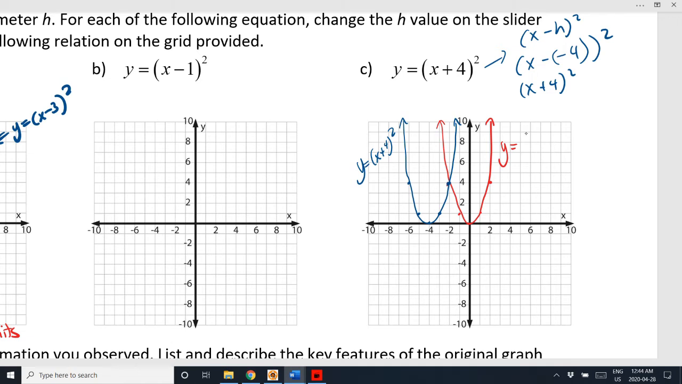y is equal to x squared. Okay, so how do we describe this? A horizontal translation to the left 4 units.